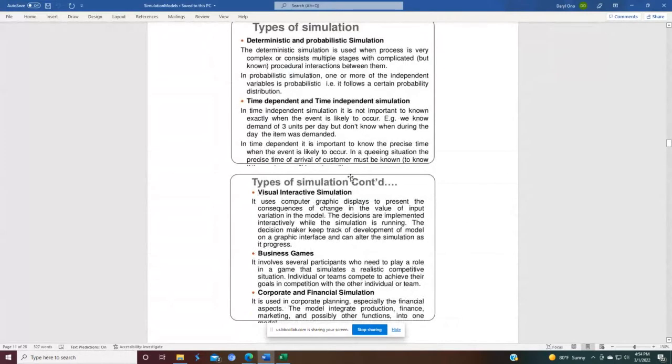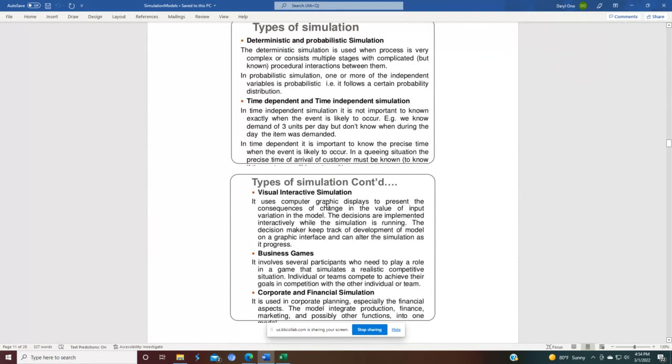All right? When you understand simulation, you can categorize them into different types. So you have probabilistic simulation. We're going to try that today. Time dependent and time independent simulation, where time is a factor.